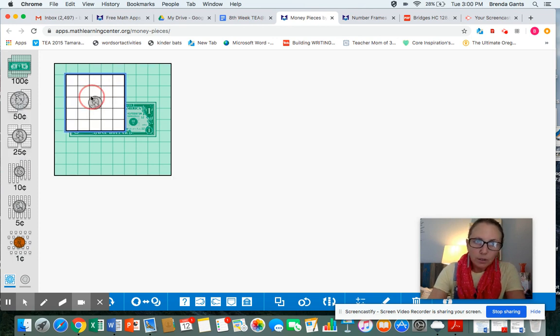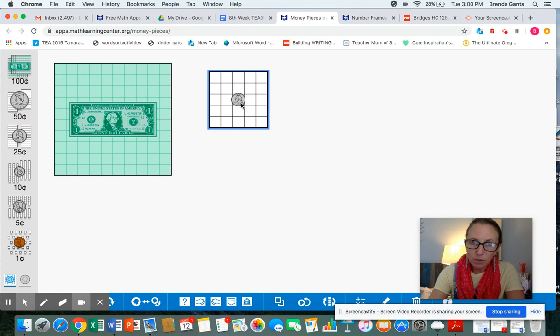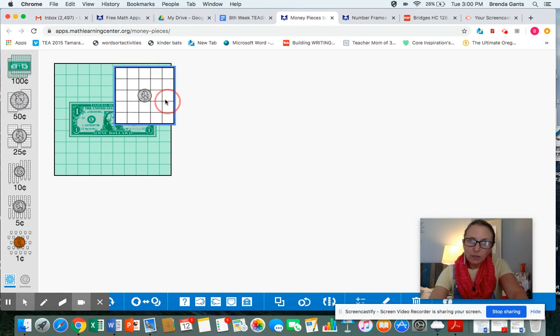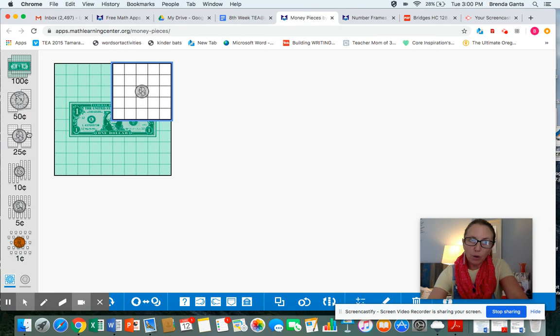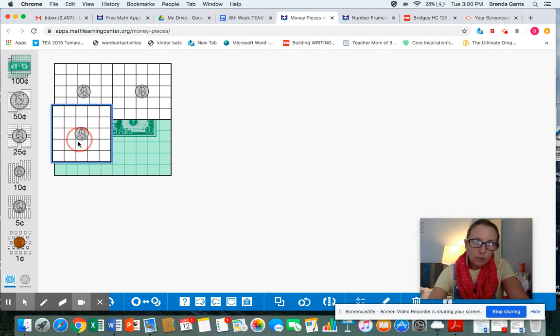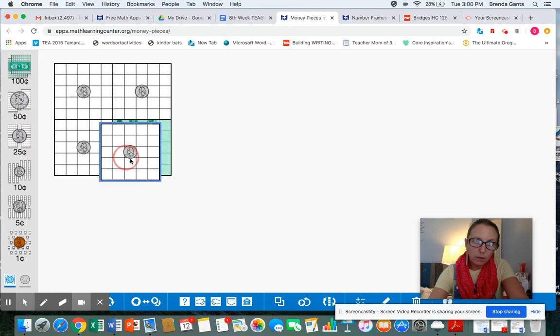For a quarter, for 25, a quarter is worth 25 cents. So the back of it has 25 spaces, but it has 5 rows of 5. 5, 10, 15, 20, 25. I could even use it to cover up to show that it takes 4 quarters to equal 100, or to be the same as $1. Okay, so all of that is very movable.